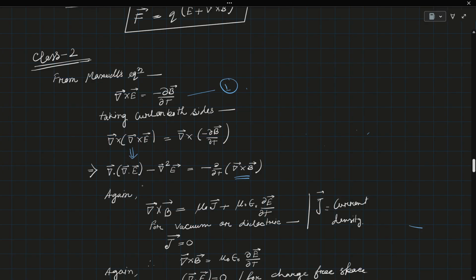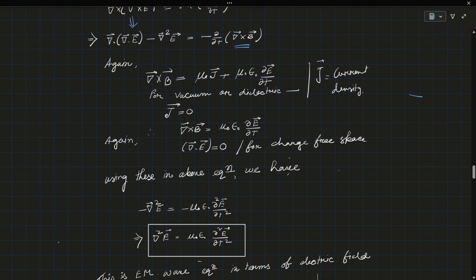Now, if the space is charge free, then del dot E equals rho by epsilon naught. If the space is charge free, that is q equals 0, then obviously rho will also be equal to 0. So if rho is equal to 0, del dot E will be equal to 0. So del dot E will be equal to 0 for charge free space. I have written this here.